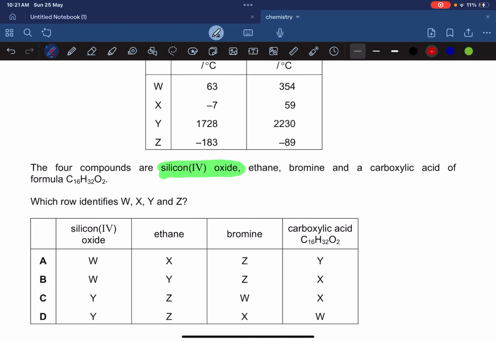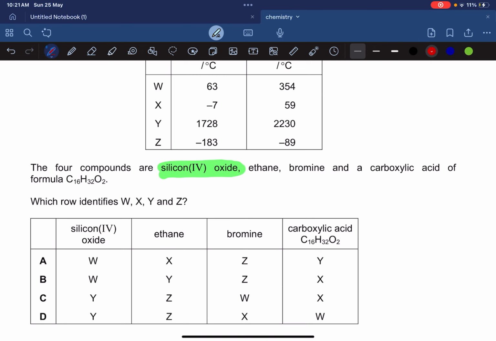So room temperature is almost my 23. So this is above room temperature. This is below room temperature, a gas at room temperature. So my Z is definitely my ethane. So ethane is going to be Z. Okay, moving on. What do I have next? I have my bromine. What do I know about bromine? And I have studied that bromine is a red-brown liquid.